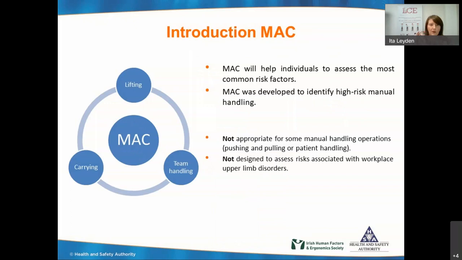In relation to the MAC tool, the most important thing when you're carrying out a risk assessment from an ergonomics perspective is to identify which assessment tool is best suited to the task that you're assessing, or to the different elements of the task that you're assessing. And the MAC tool is the tool for manual handling, where there's a lifting task or a carrying task or a team handling task. It's not appropriate for some manual handling operations, such as pushing and pulling, in which case the RAP tool is better. And it's not suitable for manual handling tasks involving patients or patient handling. Again, if there's upper limbs, you should be using the ART tool or the assessment of repetitive tasks tool. Sorry, I'm going to go back one slide because there is one thing that I do want to highlight to you.